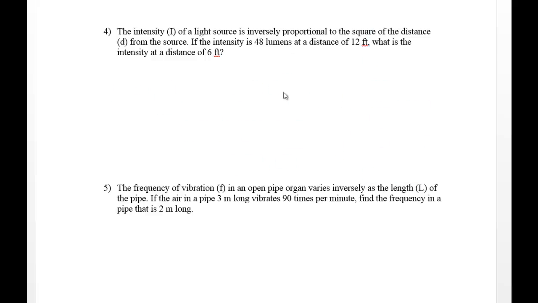All right, so let's move to the next problem. All right, so here we are. The frequency of vibration F in an open pipe organ varies inversely. Woohoo! Another inverse problem. So for our final problem today, we're dealing with inverse problems. So this is going to be y equals k over x, and it says that the frequency of vibration F in an open pipe organ varies inversely as the length L of the pipe.